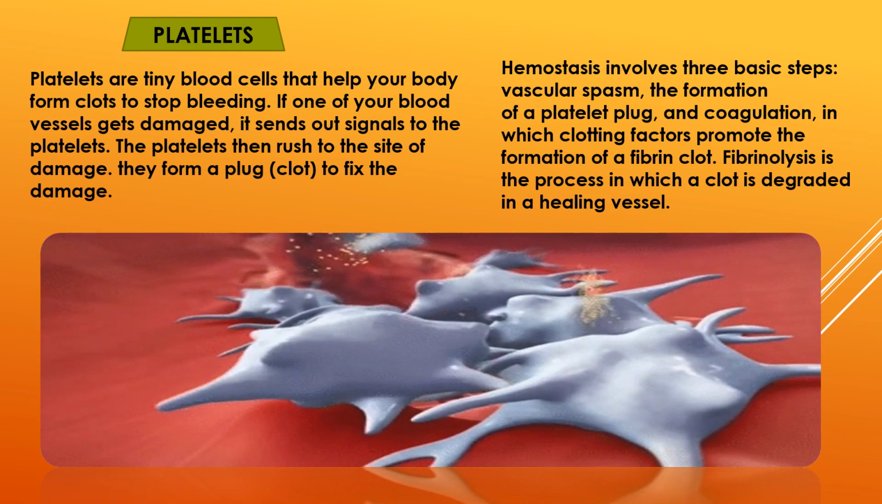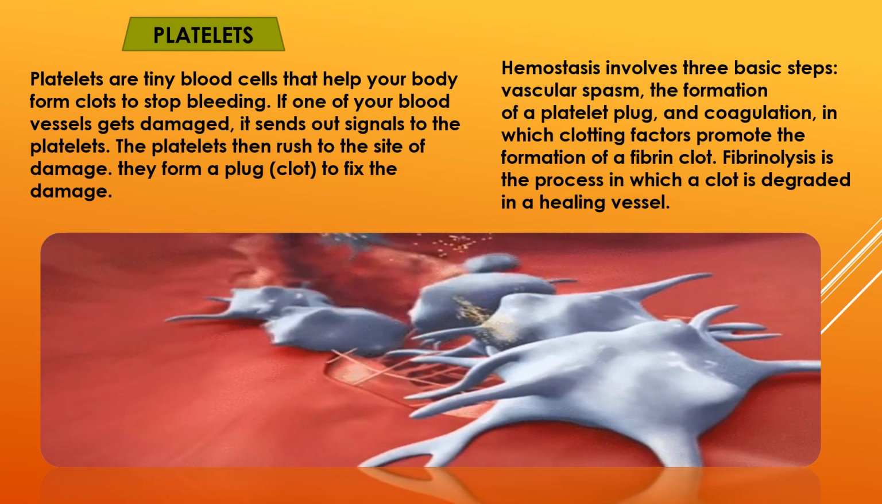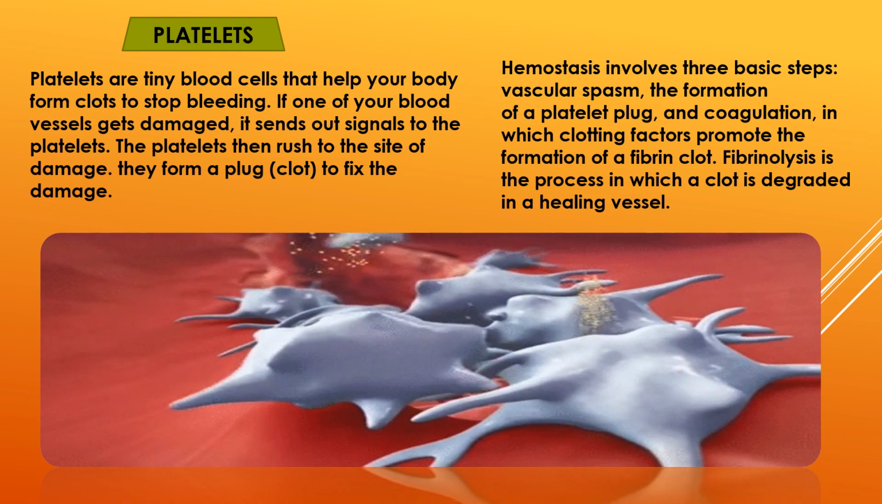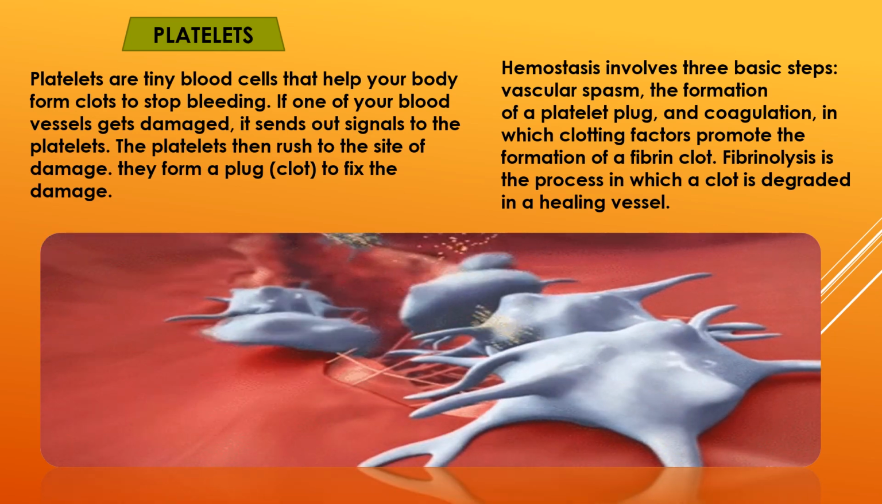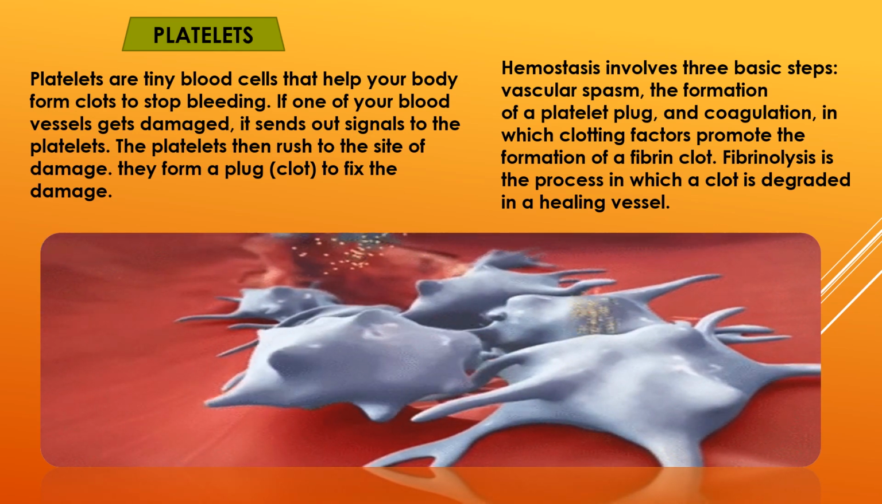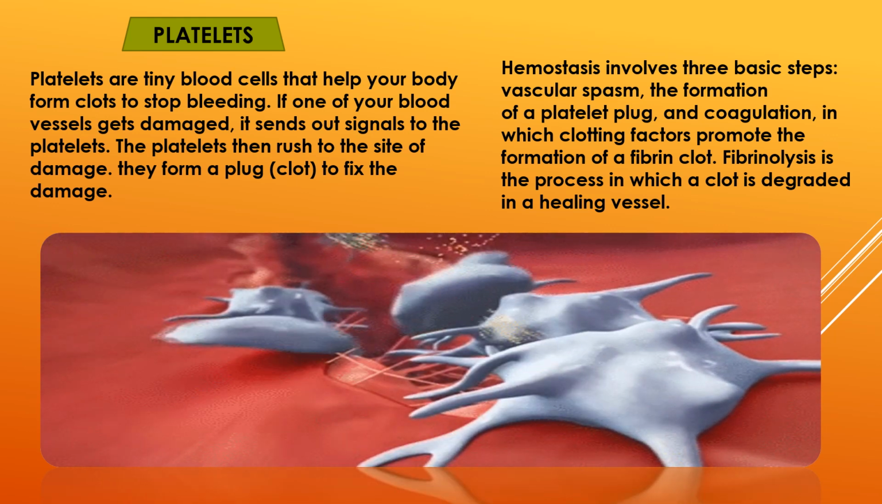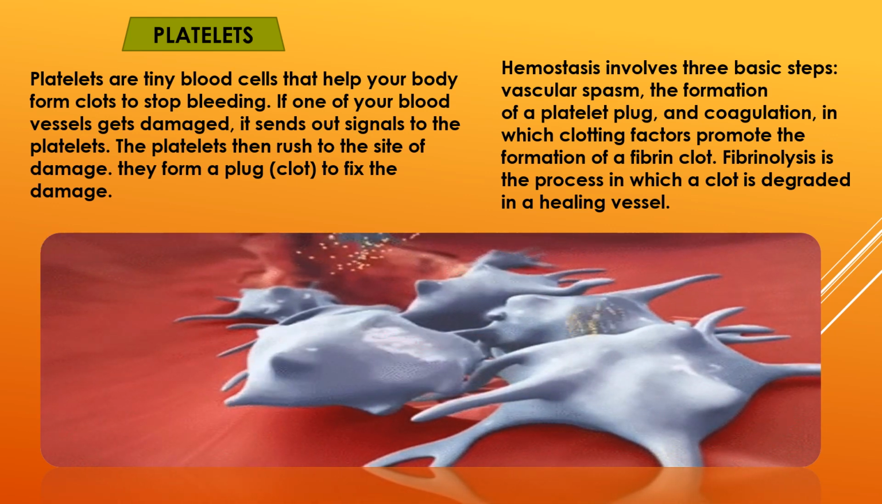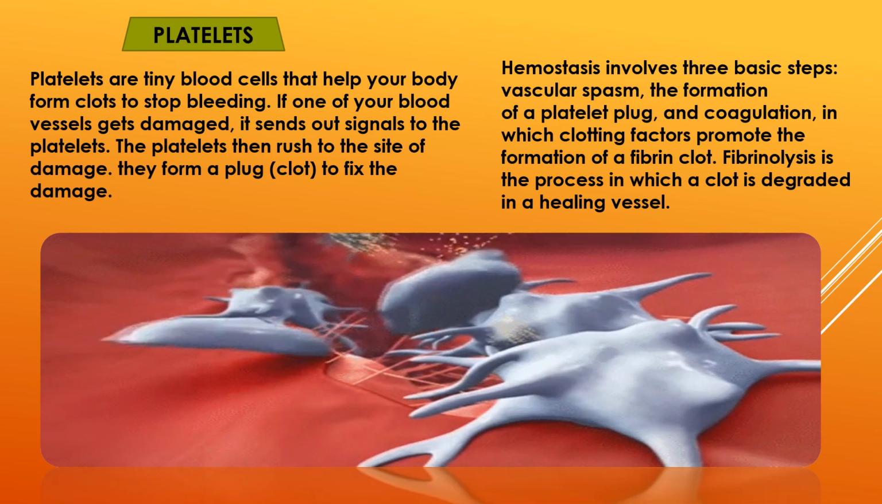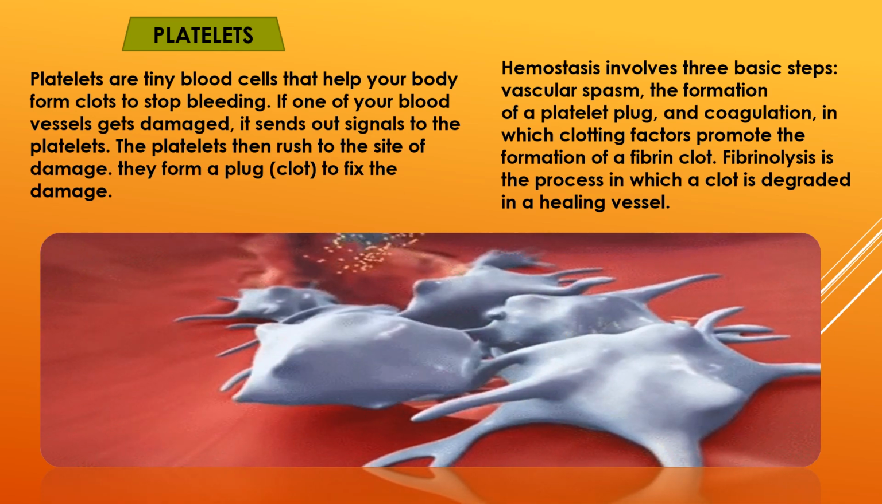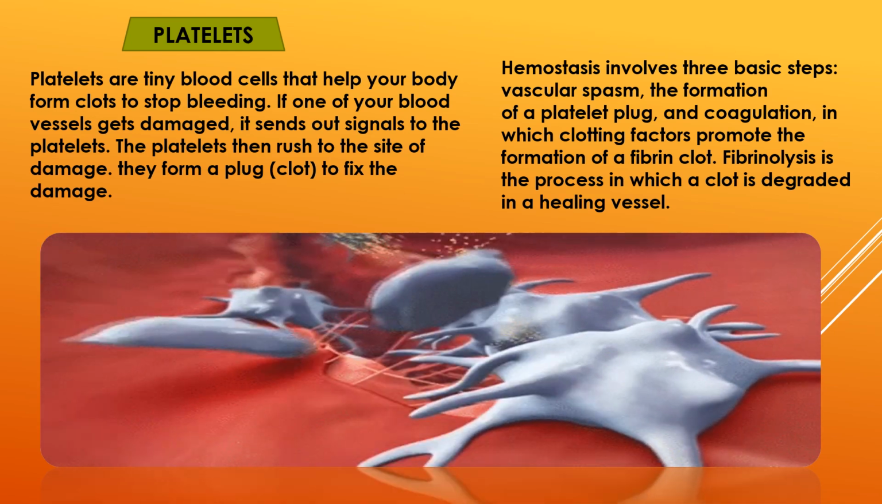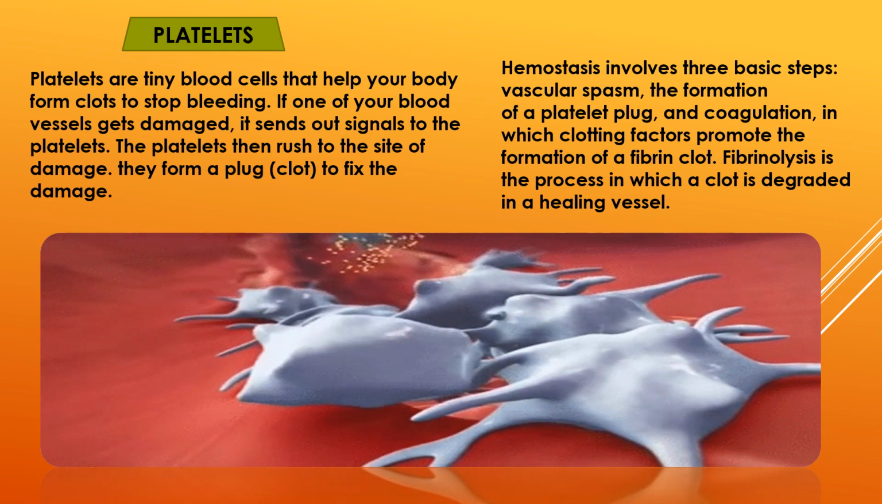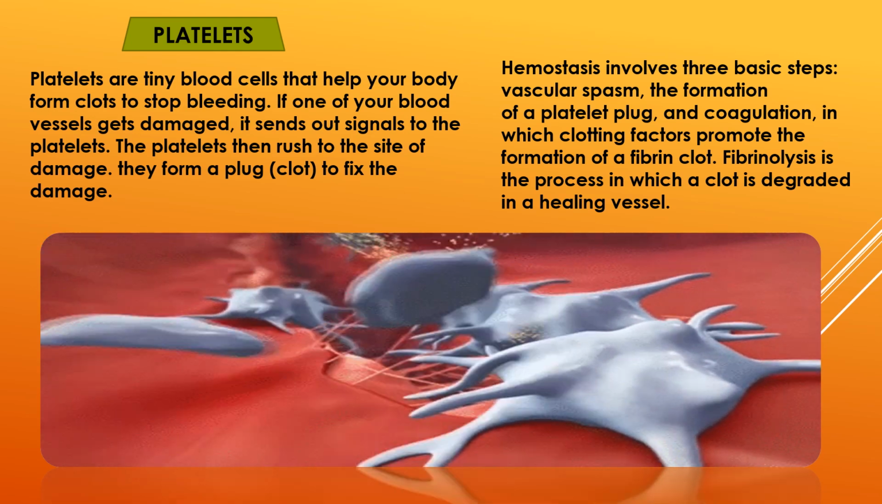Now, what is hemostasis? Hemostasis involves three basic steps: vascular spasm, the formation of a platelet plug, and coagulation, in which clotting factors promote the formation of a fibrin clot. Fibrinolysis is the process in which a clot is degraded in a healing vessel.